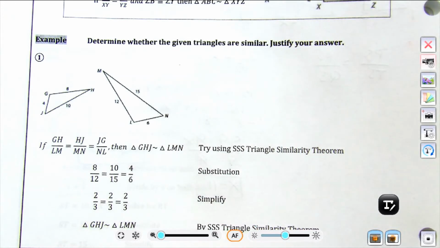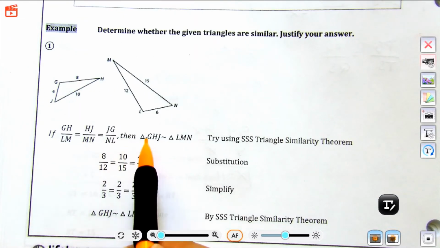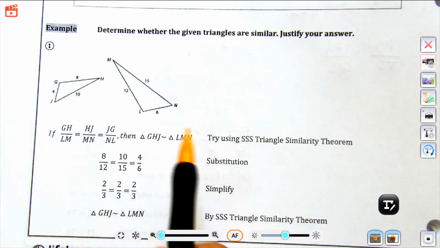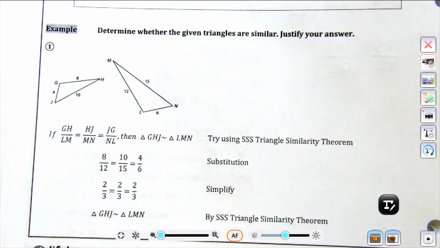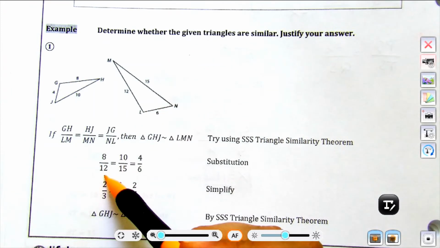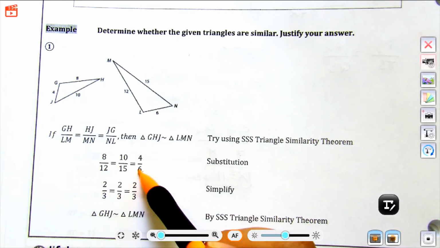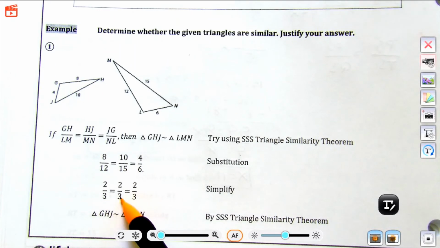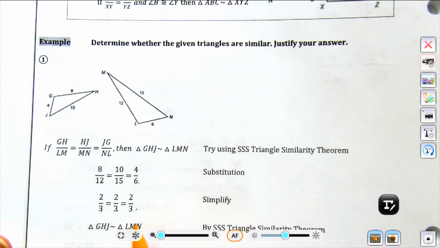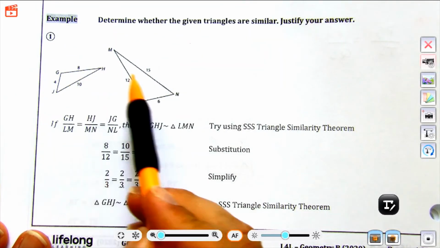So if you create that proportion with all sides, we can see if all sides are proportional. Plugging in the values, 8 over 12, 10 over 15, and 4 over 6, if you reduce each of these fractions, you end up with 2/3, 2/3, 2/3. Now what this tells you is that each side is proportional. So now you know that the two triangles are similar because of the side, side, side triangle similarity theorem.